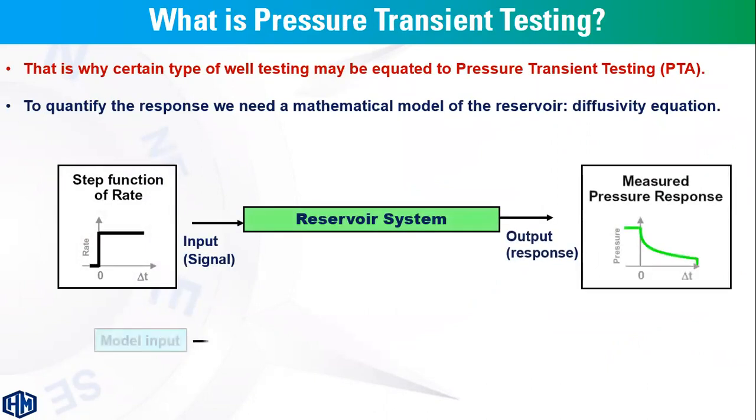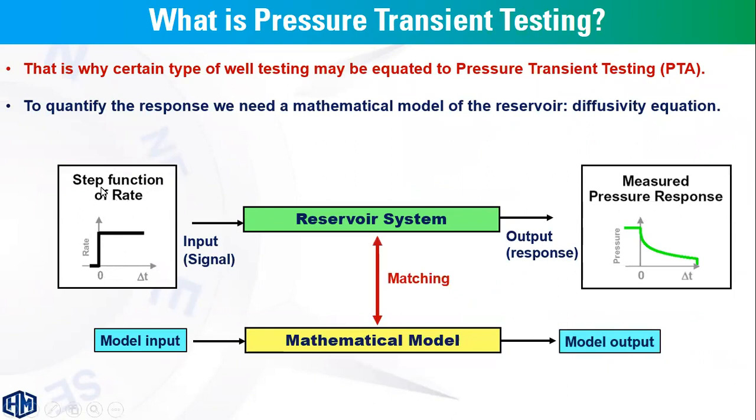So simply, well testing or pressure transient analysis is the input signal of a step function of rate. As you can see, the function of rate may be drawdown or build up, and is sent to the reservoir system. For this input signal, we have an output response from the reservoir in terms of pressure response. So in this case, we have to have a mathematical model or the diffusivity equation to quantify the pressure response of our reservoir and make the well testing interpretation. So we have inputs to our model like the flow rates, pressures and fluid properties, and the model outputs are the reservoir parameters and boundary information.